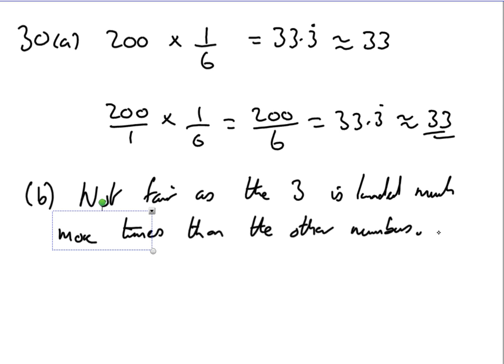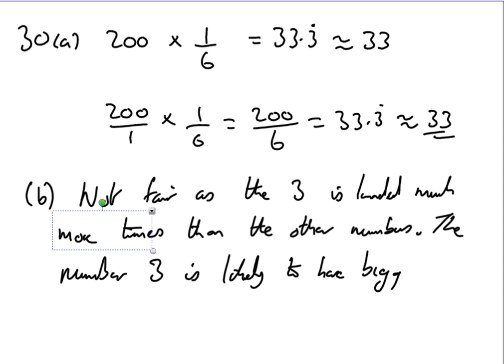Give a reason. The number 3 is likely to have a bigger area, so more likely to be picked, to be chosen.